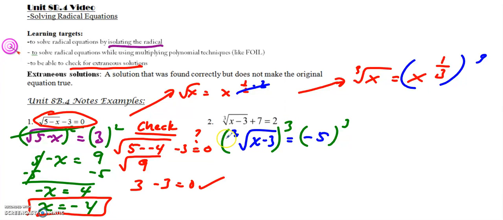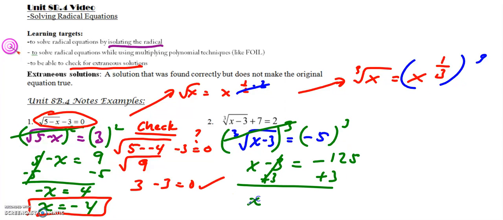Then the cube and the cube root are inverses. So just like last time, we're left with x minus 3 equals negative 5 cubed. Now, negative times negative times negative is a negative. 5 times 5 times 5 is 125. So if I solve the equation, I would get a very large answer, or I guess really small if it's very negative, of a negative 122.